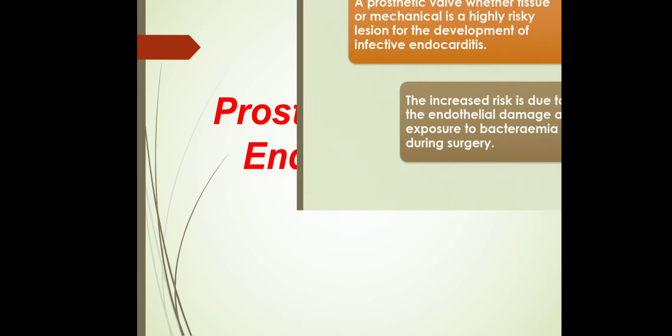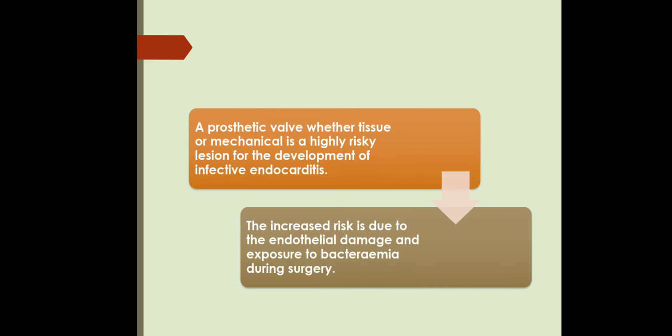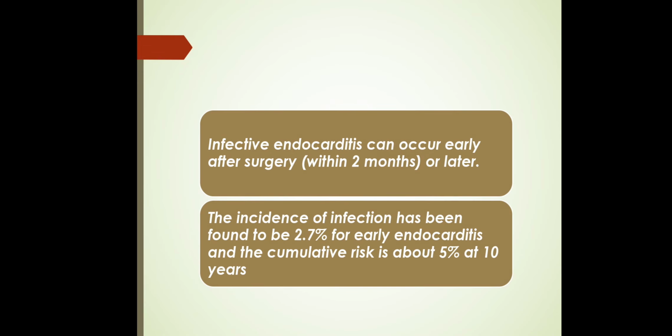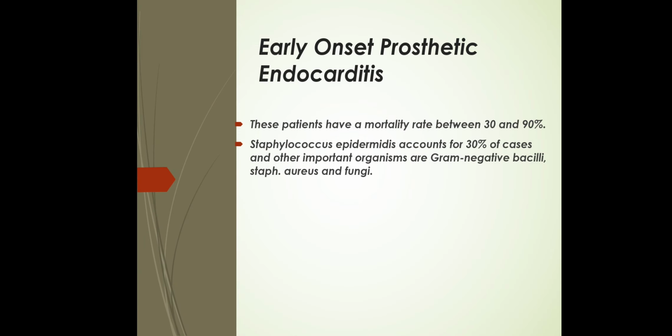In cases of prosthetic valve endocarditis, a prosthetic valve, whether it is tissue valve or mechanical, is a very high risk condition for development of infective endocarditis at any time. The increased risk is due to the endothelial damage and exposure to bacteremia during the surgery. Active endocarditis can occur early within 2 months of the surgery or may be late up to 10 years after surgery with an incidence of 5%.